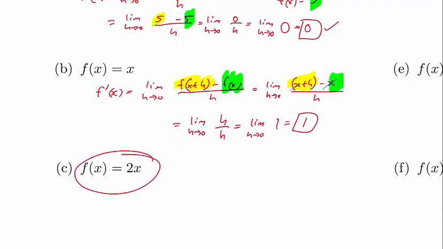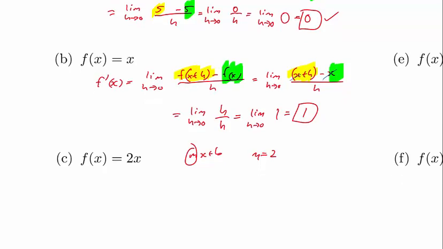Alright, now let's look at this one. 2x. I want you to think about mx plus b. And I want you to think about, okay, what should m be? It's 2, right? So the slope will always be 2. That is always the slope of the tangent line, because all tangent lines for a straight line are the line itself. So let's go ahead and work through this one.